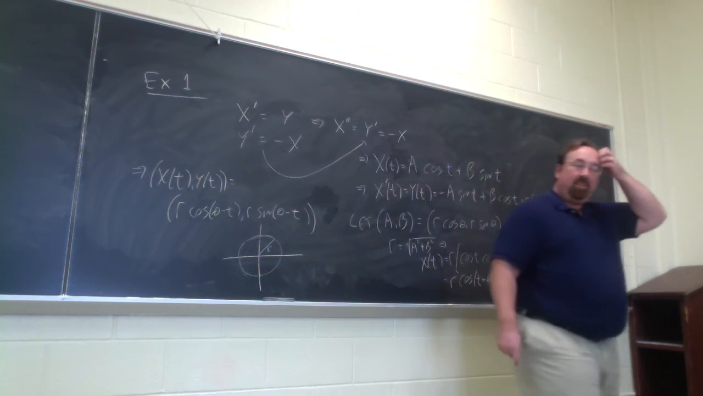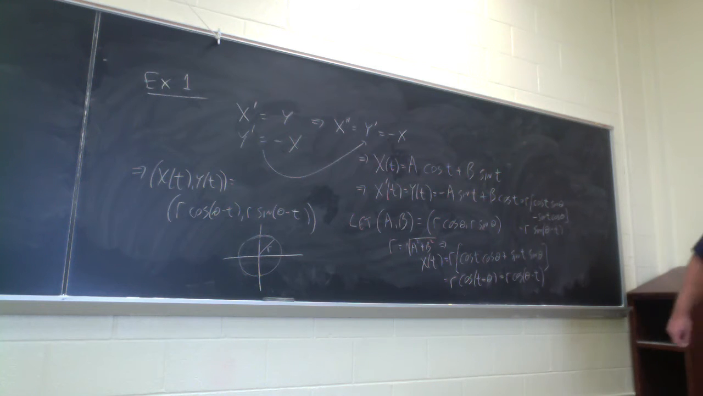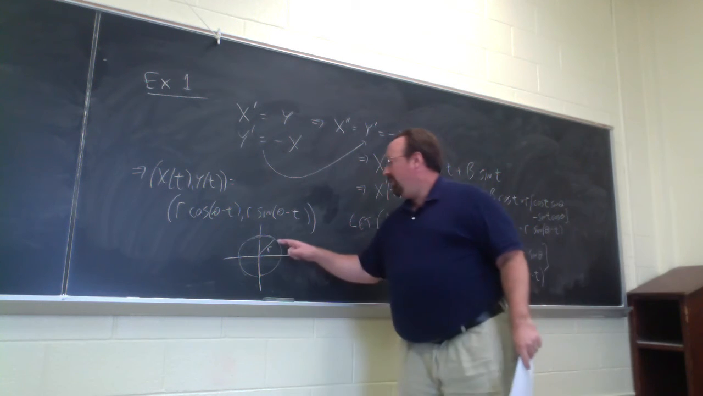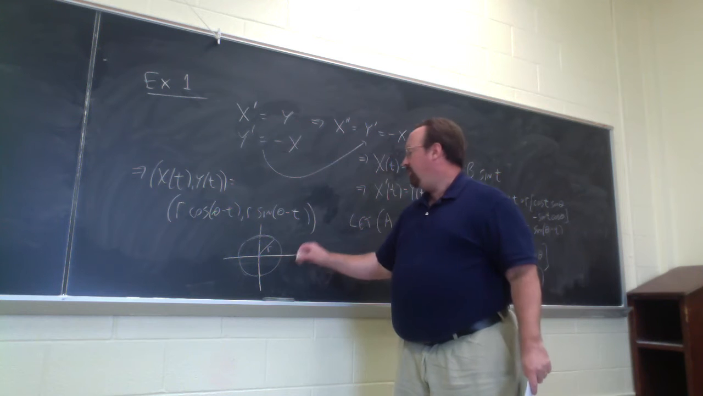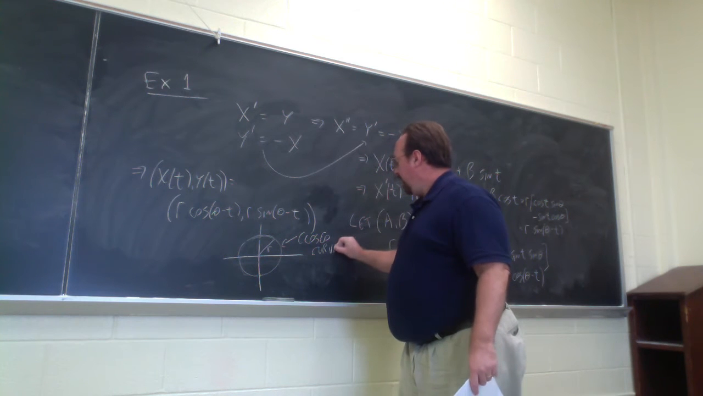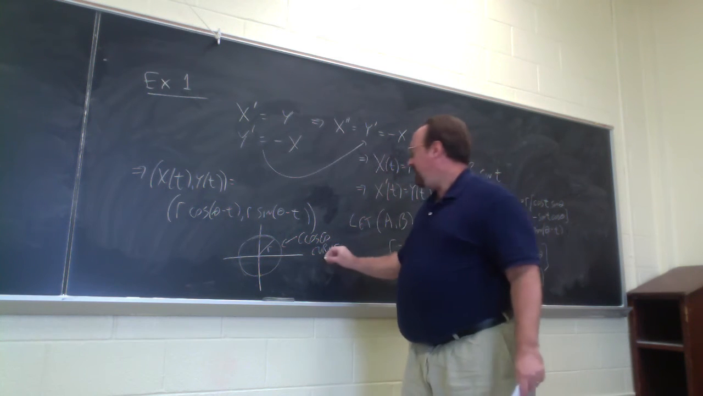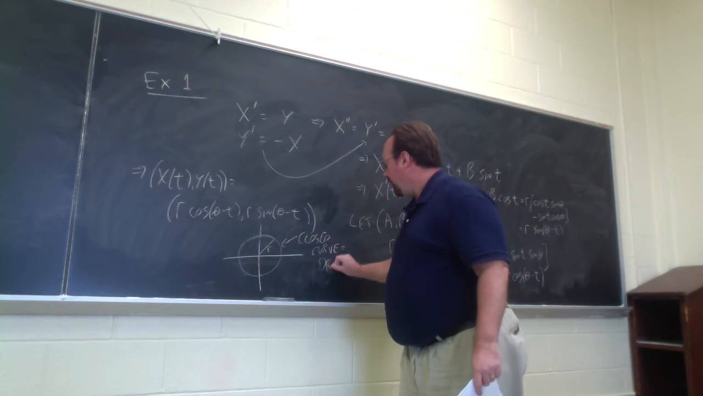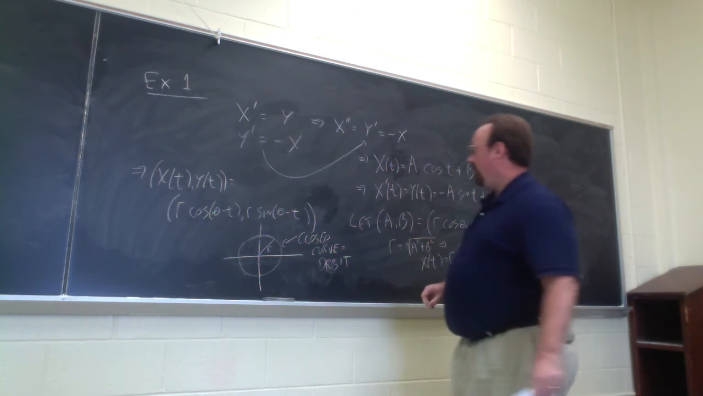So what happens in this case is we get a closed curve because of the 2 pi periodicity. And the term for that, we call that the orbit of a solution.